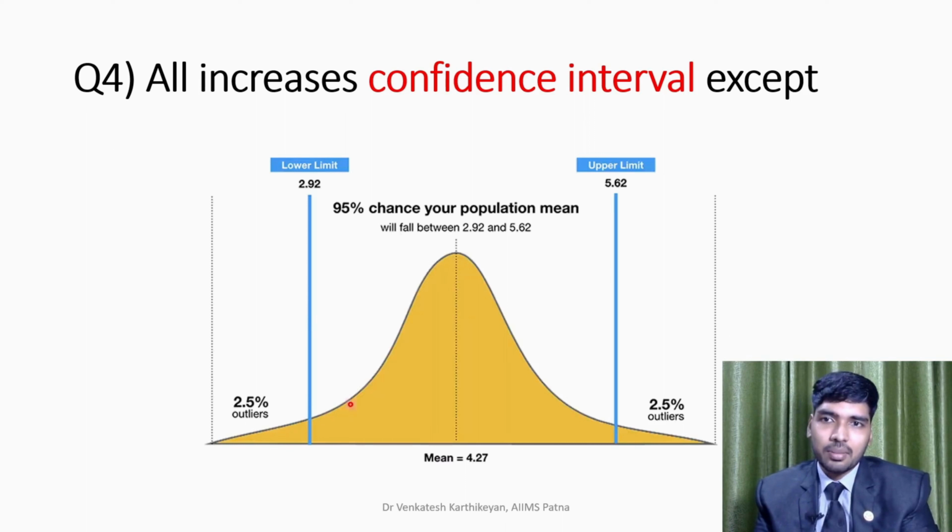Similarly, this can be represented here also. See this 2.5% on the lower side, this 2.5% on the upper side. If the confidence interval is 95%, like 68 to 72, and the mean value is 70, then I'm 95% confident that the probability of the mean value lying between 68 and 72 is 95%.